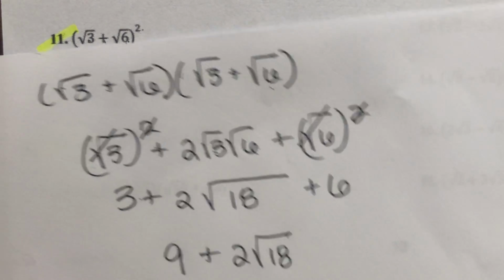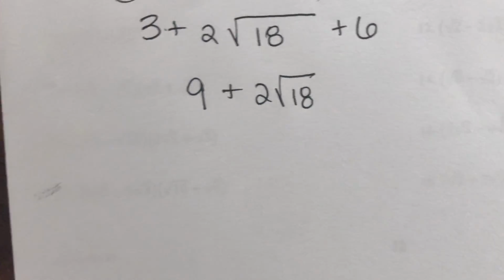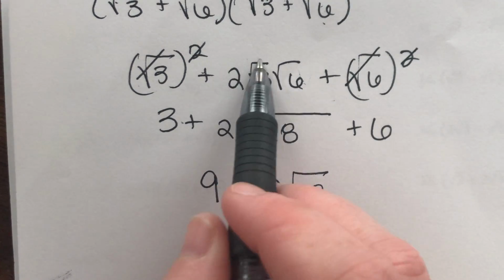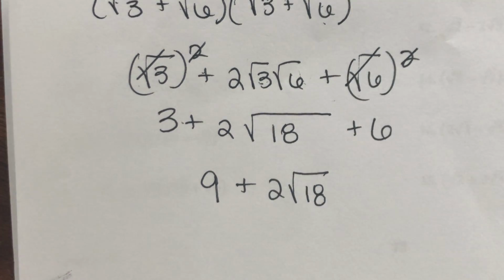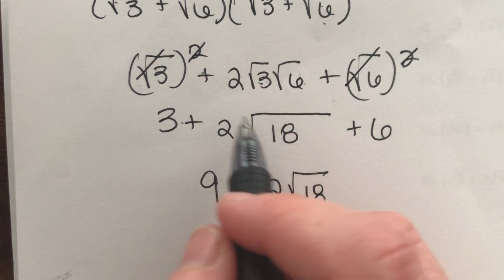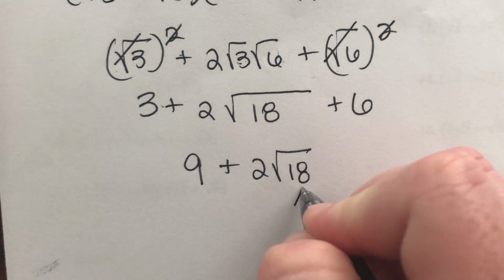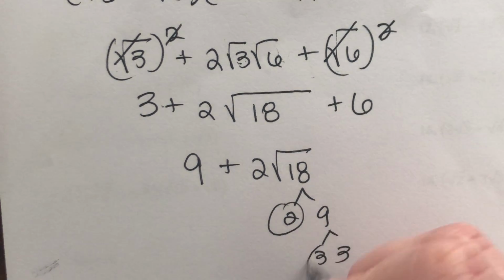Can I factor anything here? Can I simplify the radical? Yes, I can. I've ended up multiplying it, right? Because I had a radical times another radical. That's the only time you can kind of touch the inside of a radical is if you have another radical there. You can't just multiply a number without a radical. And so I can factor this. So factoring 18, I got 2 and 9, 3 and 3.